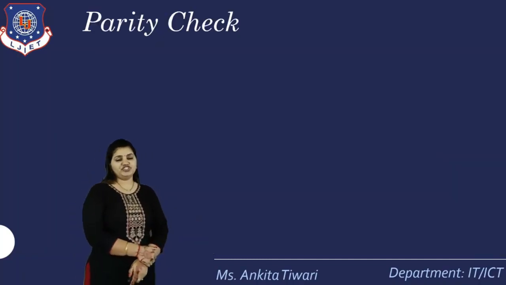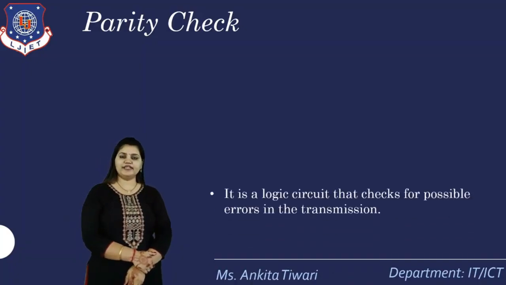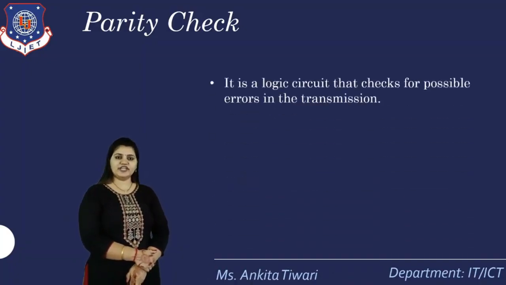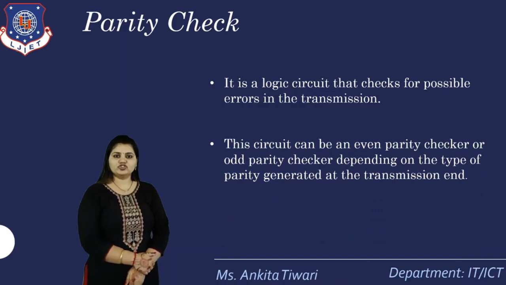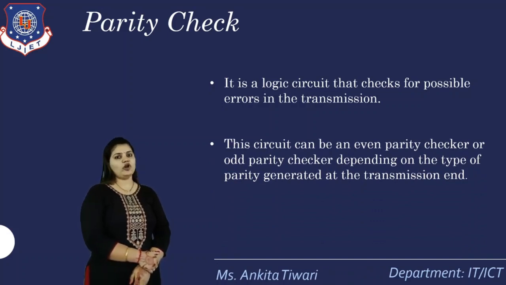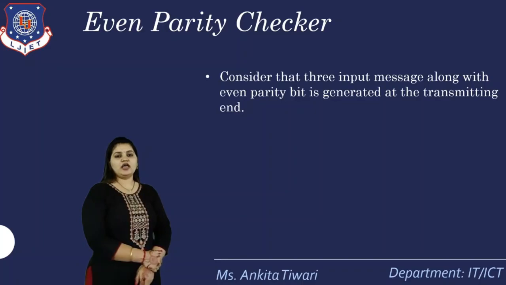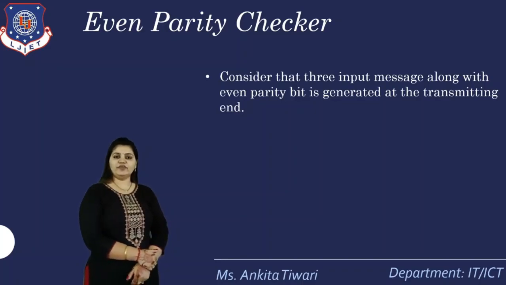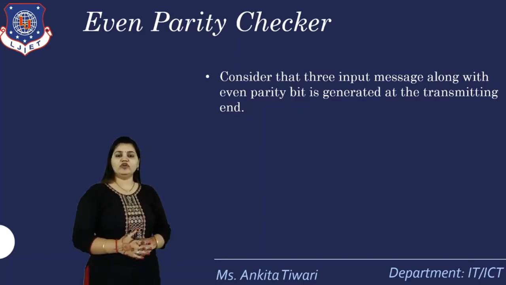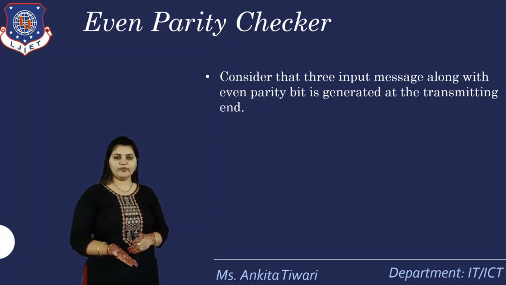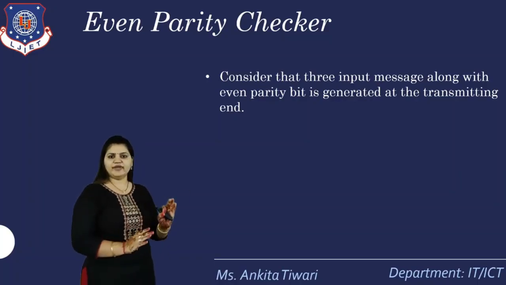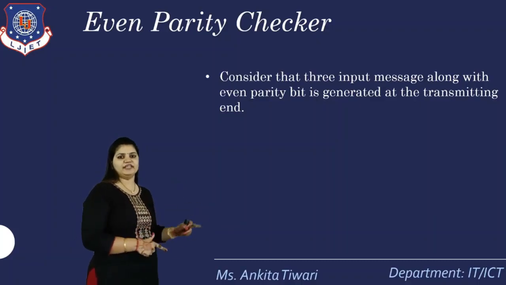Now parity checker. We'll see another term, that is parity checker. It is a logic circuit that checks for possible errors in the transmission. So this circuit can be even parity checker or odd parity checker depending on the type of parity generated at the transmission end. Here we are taking an example of even parity checker in order to understand what a checker means. We can also have the odd parity checker, but odd parity is the same as even only; the concept will change with respect to the function, but the technique will remain as it is. So we are seeing here an example of even parity checker.